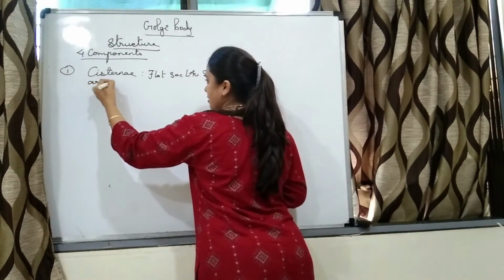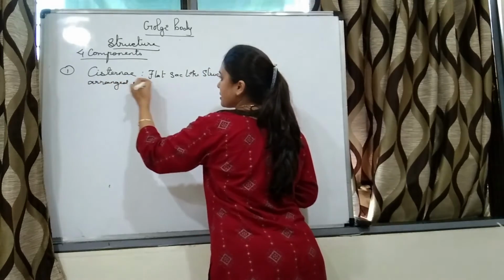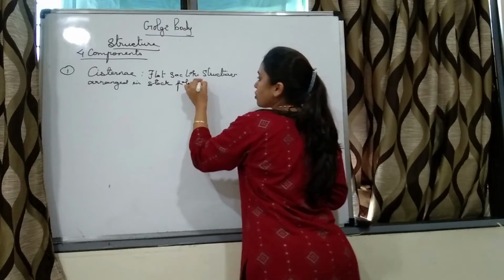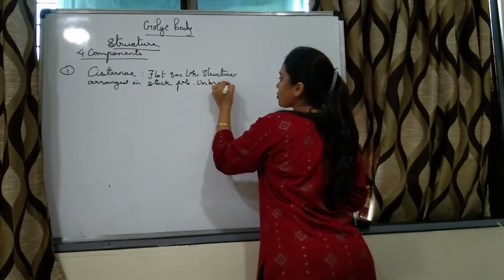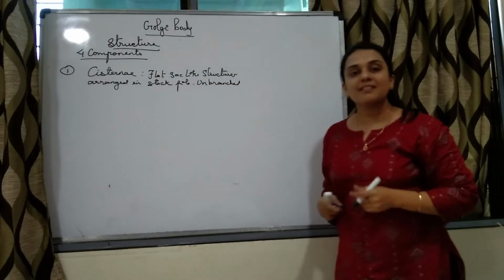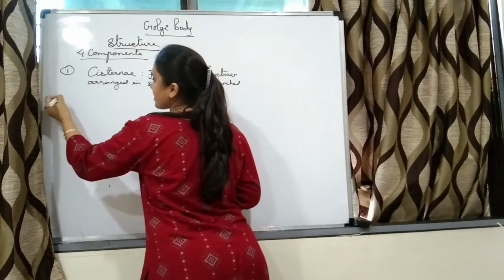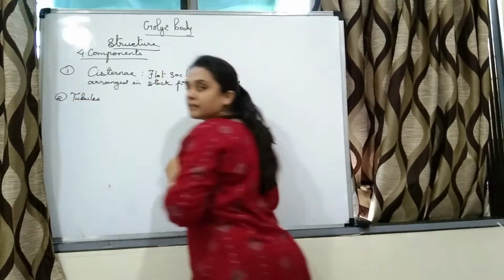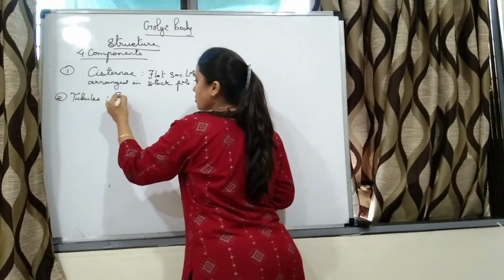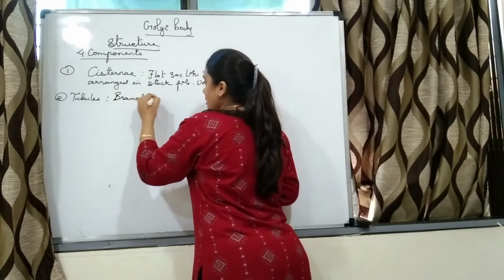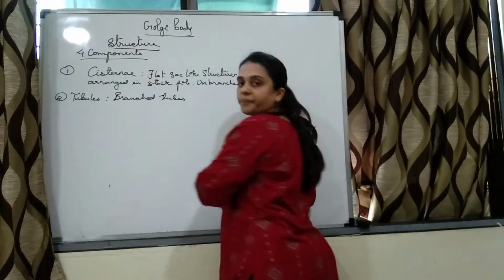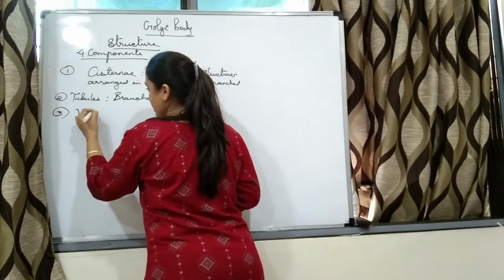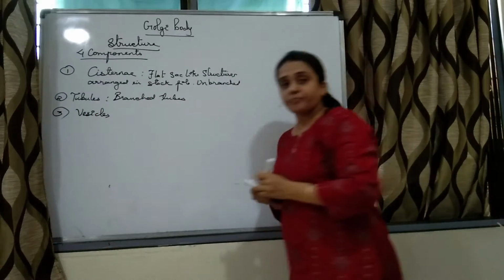arranged in stack pile, and those are unbranched, right? So cisternas are present. Then the second component is tubules, right? Those are branched. Tubes, right? The third component which is present is vesicles.